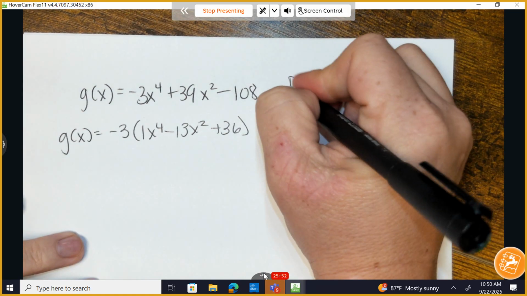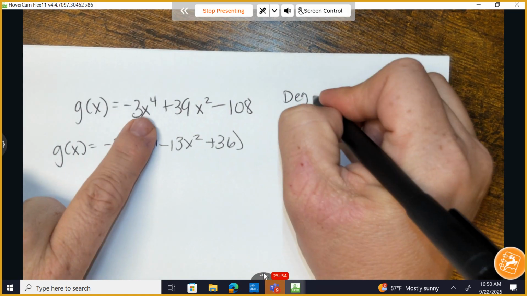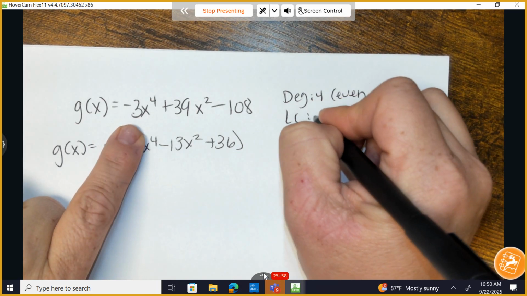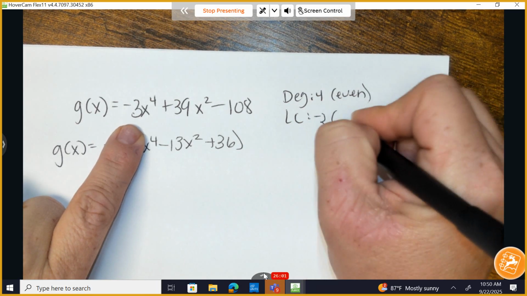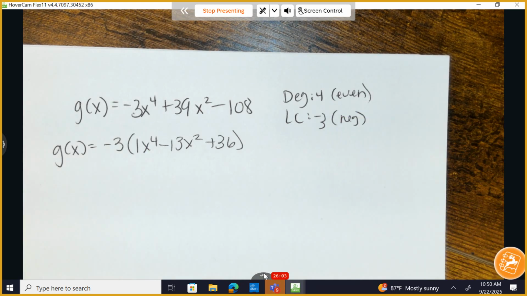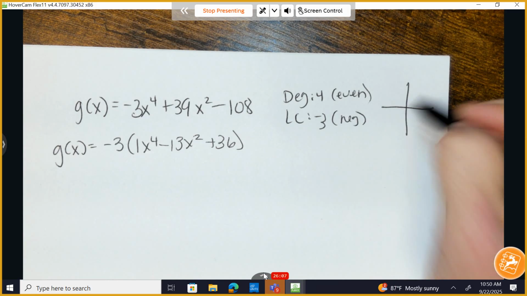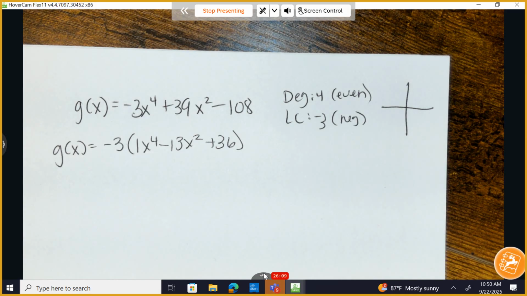Okay, let's get started then. Degree and leading coefficient. We have degree 4, which is even, and we have a leading coefficient of negative 3, which is negative. Look onto your chart. What does even negative look like? It's going to start to become, what does it look like with those arms? Both down.